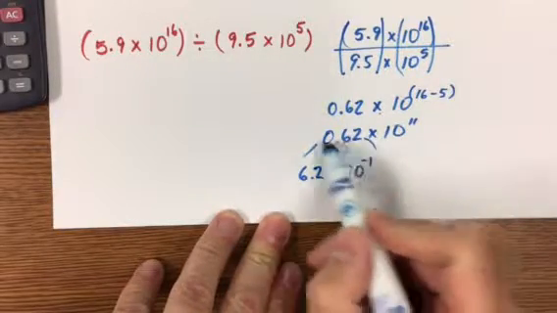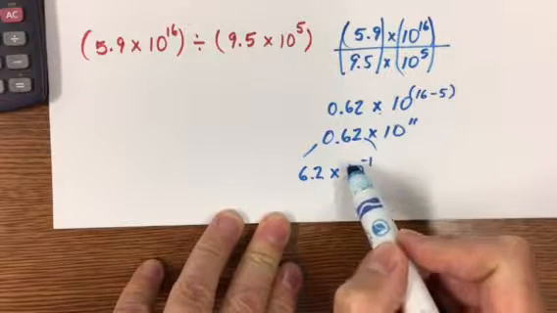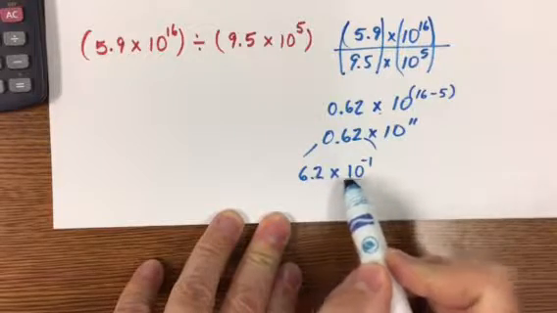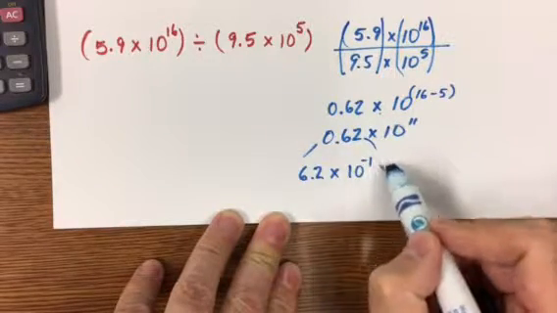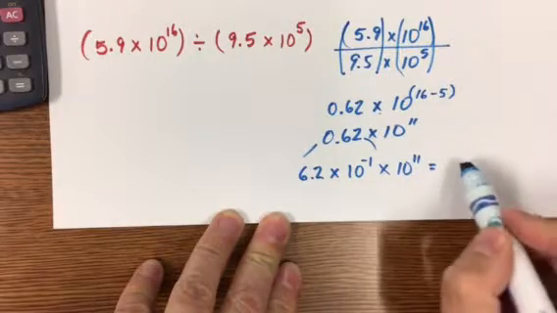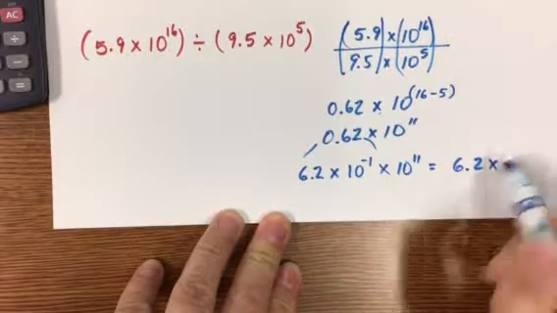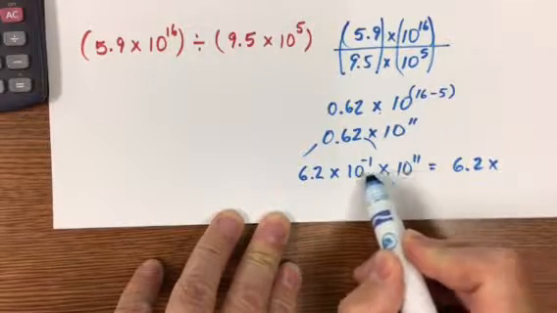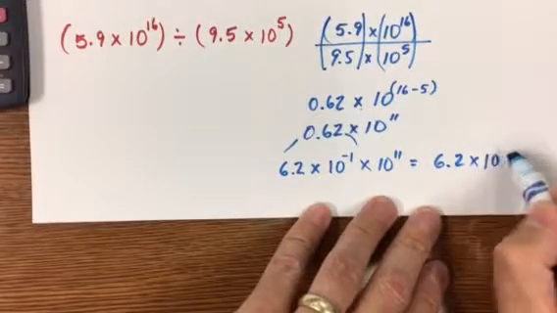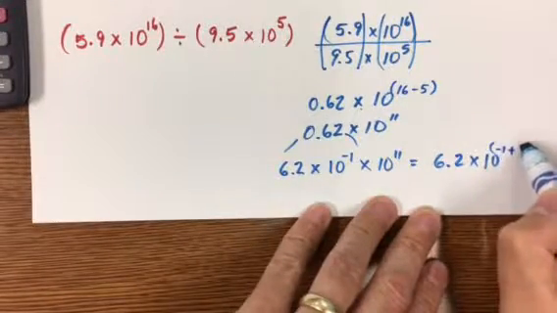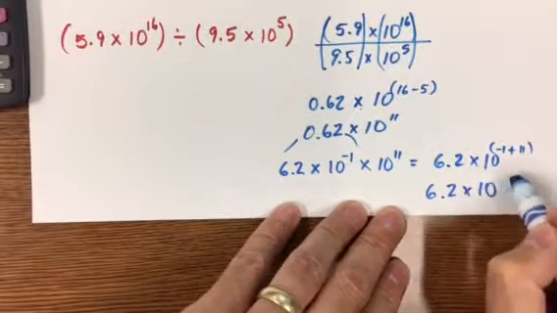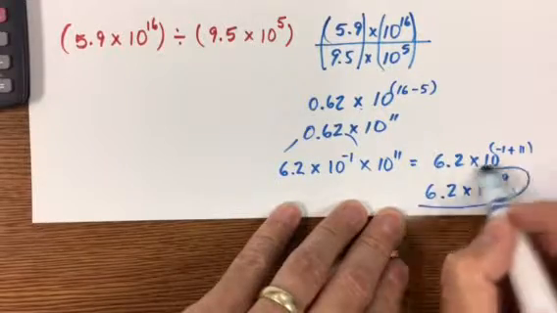So I'm going to reformat this to make it scientific notation. I'm going to show 0.62 as 6.2 times 10 to the negative 1, and then I'll bring the rest of my powers of 10 down, and I'll recombine my powers of 10 here into 6.2 times. Now here I'm multiplying powers of 10. So I'm going to add this exponent and this exponent, and that's 10 to the negative 1 plus 11, which is 6.2 times 10 to the 10th. So that's my final answer here.